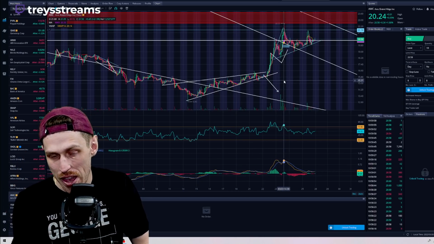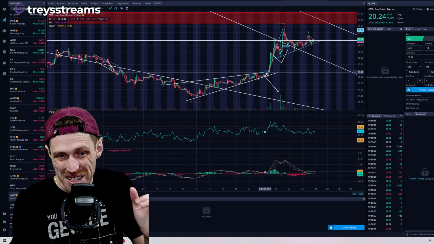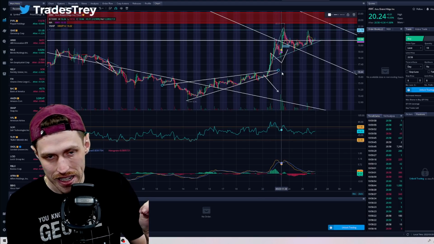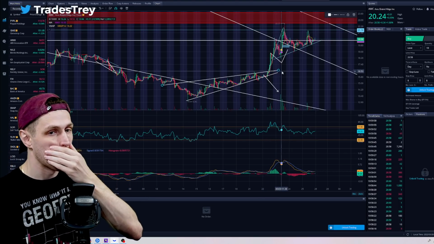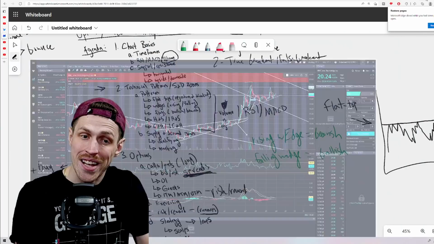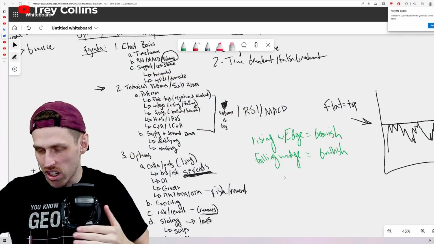You want to see the breakdown of that wedge typically is the next to follow. But the easier way to even do this is a breakout above either level. You're typically going to walk away pretty solid. So that's a rising wedge. The next one's going to be the falling wedge.